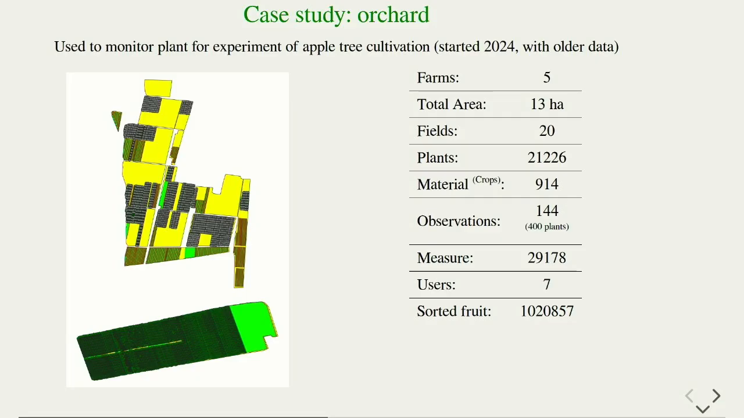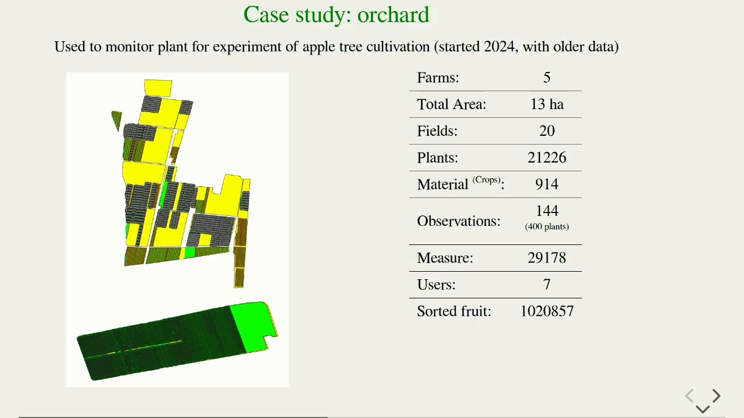So we are managing 5 farms around Trentino. It's a total of 3 hectares, 20 fields, and more than 20,000 plants. As I told you, we can collect data of plants. All these green points are single plants. For each plant, we have connected the material and a lot of information. So we have 900 unique materials or crops. This means that the unique materials differ by rootstock, clone, variety, or starting date. So we can collect all this information and make a good analysis afterwards.